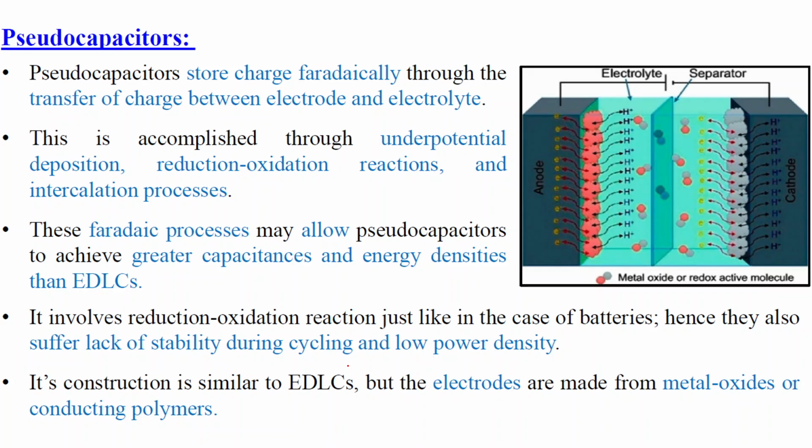Okay. Now, another is the pseudo-capacitors. Pseudo-capacitors store charge faradaically through the transfer of charge between electrode and electrolyte. So there was no charge transfer taking place between the electrode and electrolyte before, but here at the surface or interface of the electrode and electrolyte, charge transfer is taking place. So this is accomplished through underpotential deposition, reduction oxidation reaction, or intercalation process. Okay. So these Faradaic processes may allow pseudocapacitors to achieve greater capacitance and energy density than EDLC.